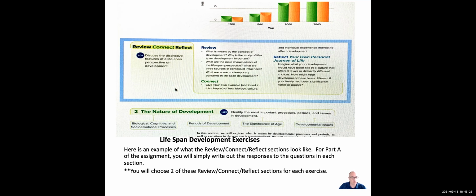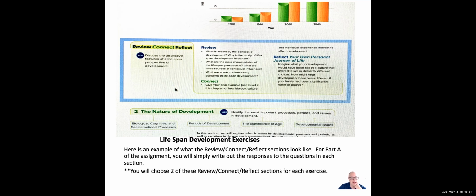Okay. Once you do those 2, that's what you'll write up, right? So you'll call it review, connect, reflect number 1. Answer the questions. And then you'll say review, connect, reflect number 2. And then answer those questions. You turn that in to me via Moodle. You just upload it as a Word file. And that's what I grade.